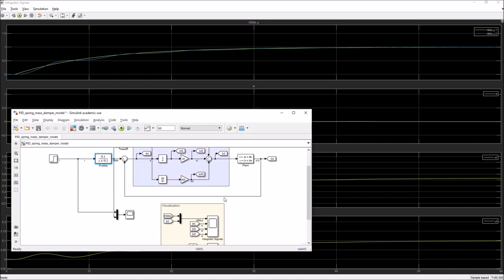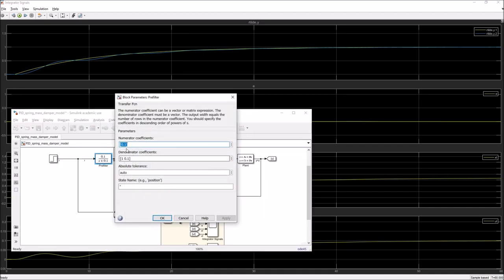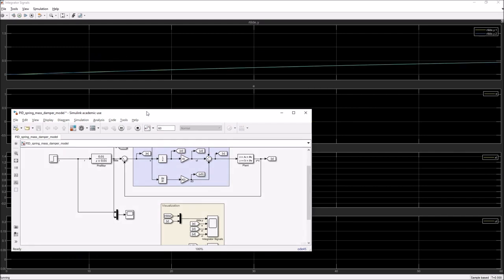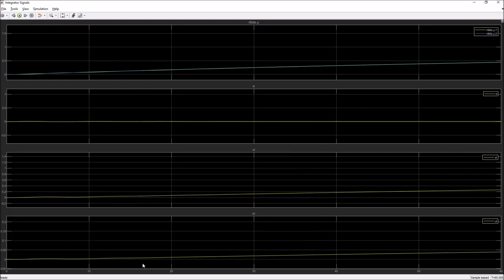What I mean by that is, let's go ahead and make this even slower again. How about 0.01? So now it's a really slow pre-filter, okay? If we do that and run this again, aha, look at this. Basically no oscillations here, but look at this. It's just so sluggish and so slow.